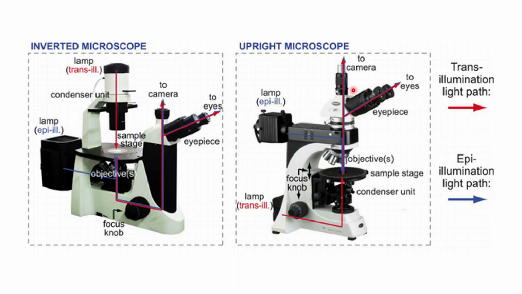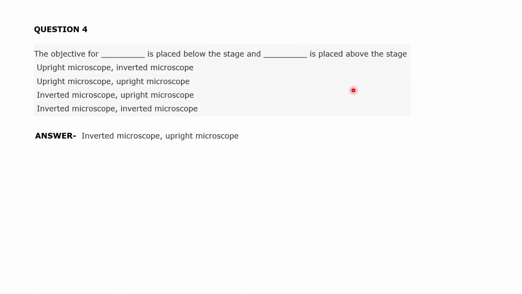So basically these are the two different types of microscope, upright as well as inverted. So I hope this answer is clear. The objective for the inverted microscope is placed below the stage, and for the upright microscope it is placed above the stage. So does anyone have any doubt?